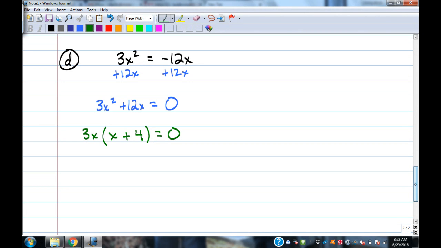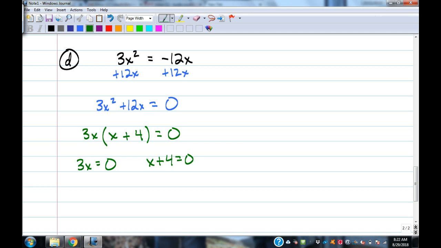Will this factor any further? No, it's x plus 4. It's as plain as it can get. So what do I do with each of those factors? Set them equal to 0. This one has an x in it, so I'm setting 3x equal to 0. And then the x plus 4 is also equal to 0. That's where a lot of folks forget, that one matters too because it's got a variable.